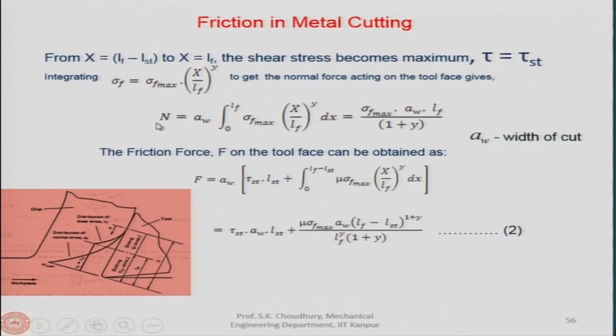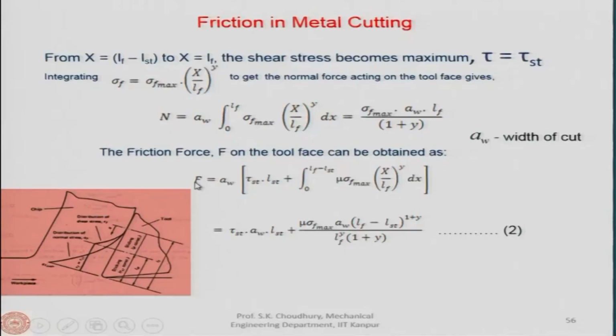Now we have F and N, the friction force and the normal force. Then we can find out mu, the coefficient of friction between the chip and the tool, and that coefficient of friction will be along the chip-tool contact length. Now, if we try to divide F by N, this will be very difficult to operate, in the sense that it has to be simplified.